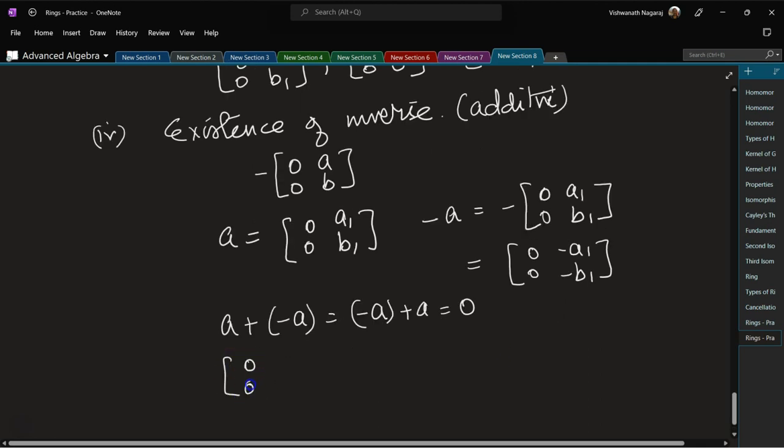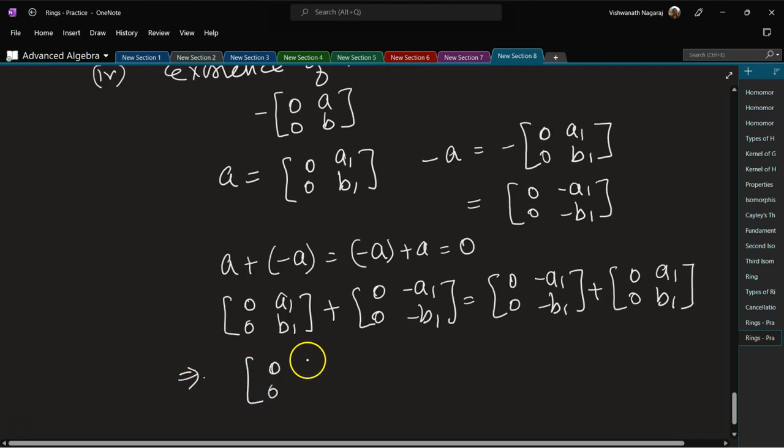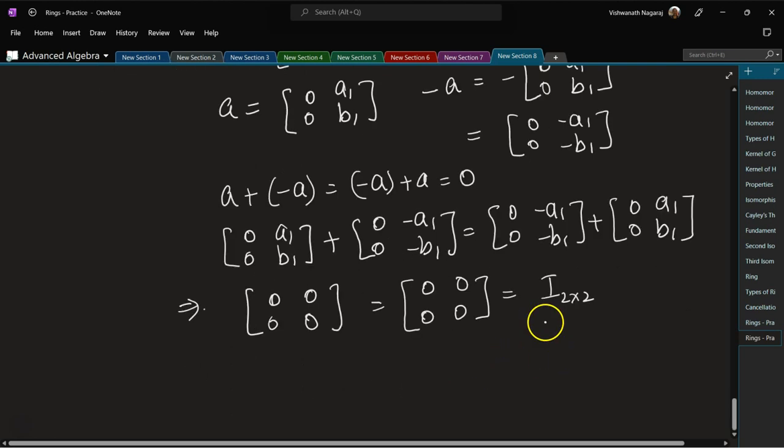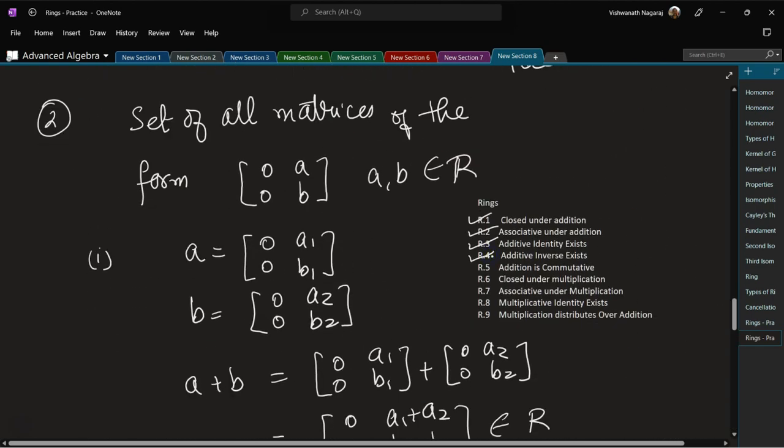So let's take [0, 0; A1, B1] plus minus A, which is [0, 0; minus A1, minus B1], equal to [0, 0; minus A1, minus B1] plus [0, 0; A1, B1]. This implies [0, 0; A1 minus A1 is 0, B1 minus B1 is 0]. And this is again [0, 0; minus A1 plus A1 is 0, 0], which is nothing but the identity, or to be more precise, additive identity. Okay, so that means additive inverse exists.